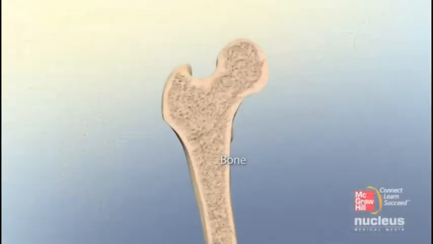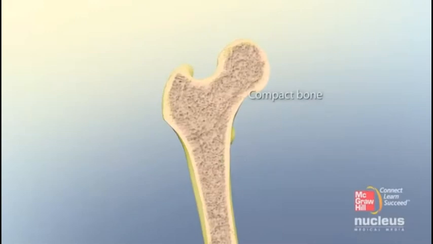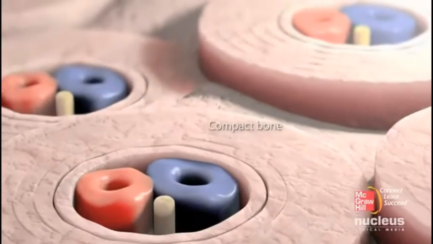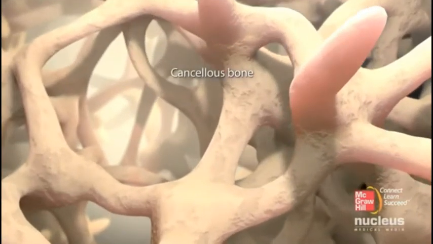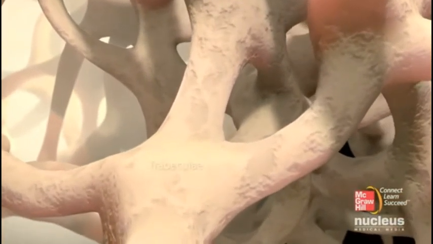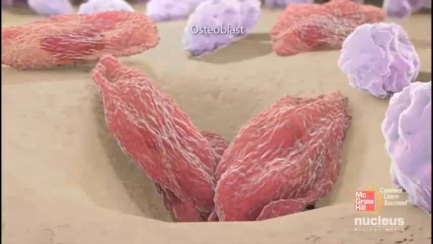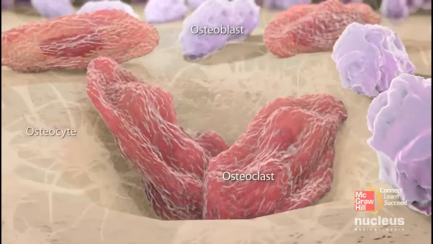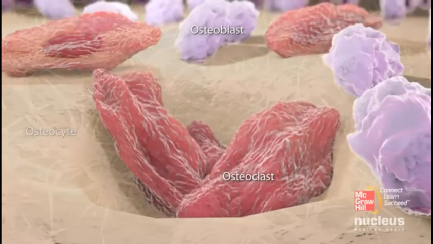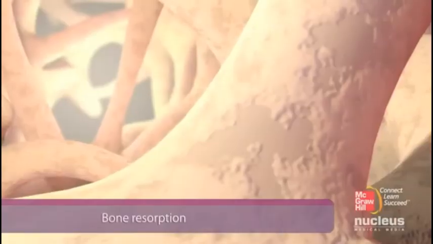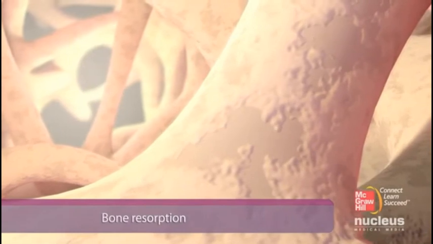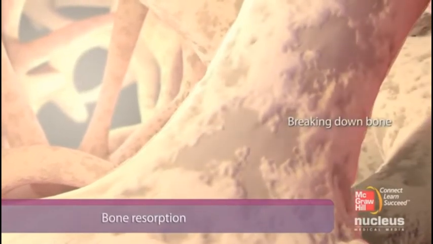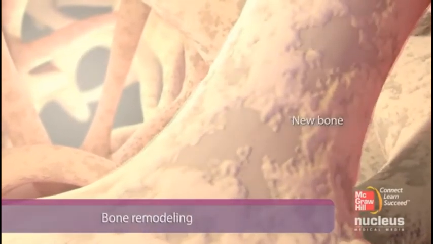Bone consists of a dense, compact layer and a spongy, cancellous structure. While compact bone forms an organized outer shell, cancellous bone consists of thin, interlocking plates called trabeculae. Osteoblasts and osteoclasts are bone cells that make up bone tissue. Bone continually renews its structure and strength through remodeling. Osteoclasts break down existing bone, and osteoblasts build up new bone.